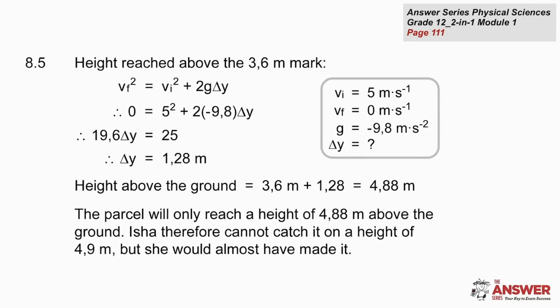Will the package reach Escher? You could again use conservation of mechanical energy to find the actual height above the ground, or you can use an equation of motion. This will give you the height above the branches, 1.28 meters. So add 3.6 meters to that to see how high it gets above the ground.